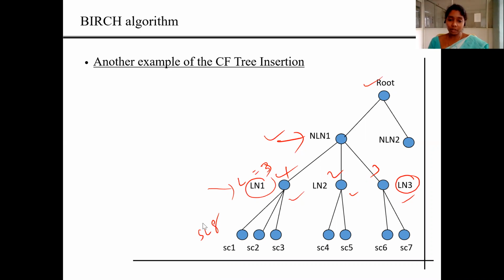If we have a subcluster SC8, a new incoming cluster, and by going through certain similarity measures it belongs to this leaf node 3, I'm going to add this subcluster here. Is there any need to extend the tree? That means, is there any need to split this leaf node? No, ma'am, no need. Why? Your answer is correct. Just give the justification.